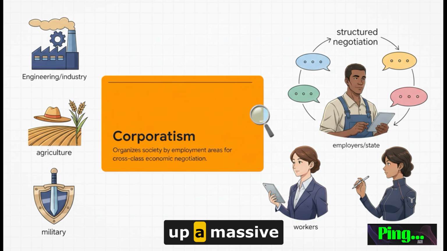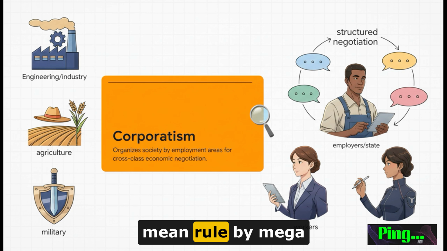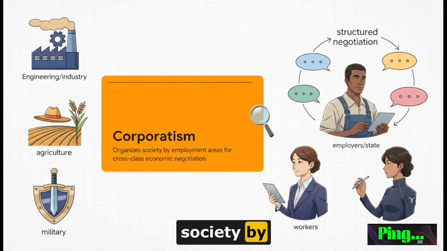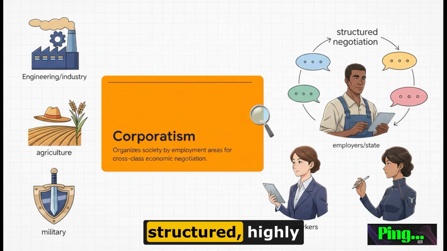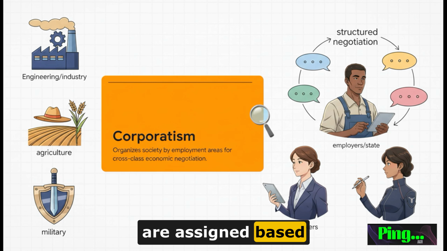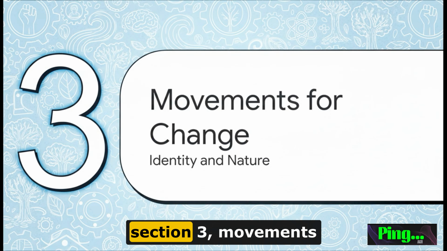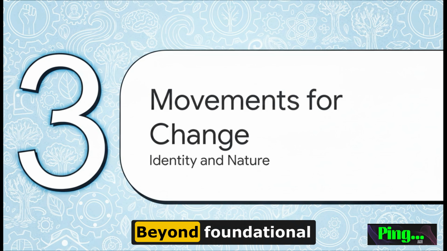Now, I want to clear up a massive misconception right here. Corporatism does not mean rule by megacorporations. It's actually about organizing society by employment sector, think agriculture or engineering, to force structured, highly efficient cross-class negotiations. People are assigned based on their skills, and workers, employers, and the state negotiate with one another to run the economy as efficiently as possible. Moving right along to Section 3, Movements for Change, Identity, Nature, and the Masses.